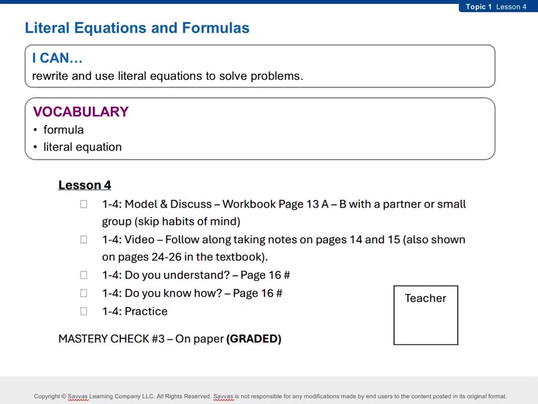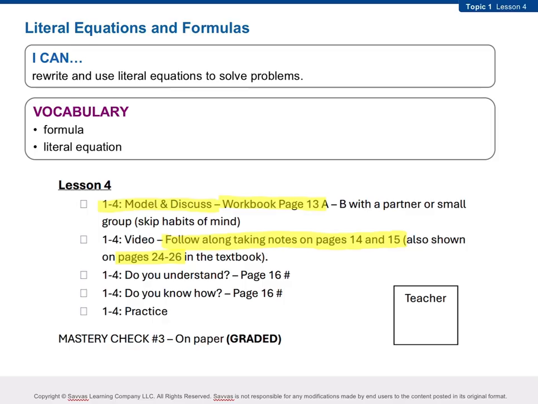All right, we're on to lesson 1-4. If you're watching this video, you should have already done the model and discuss in your workbook, page 13, with a partner or in a small group. Now you're going to follow along taking these notes on pages 14 and 15 of your workbook, or you can get the information on pages 24 through 26 of the textbook.